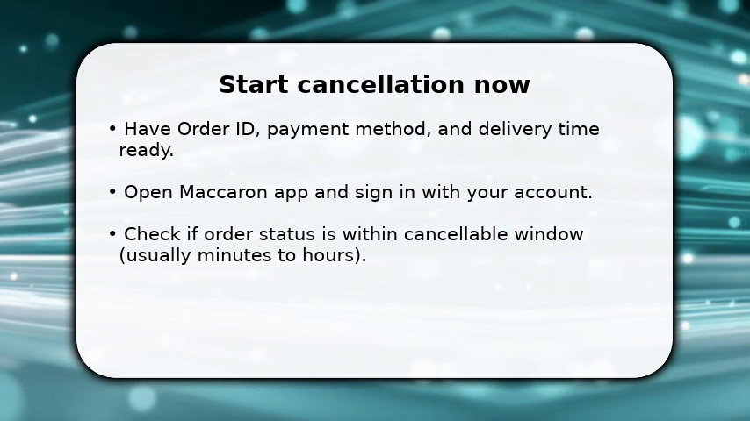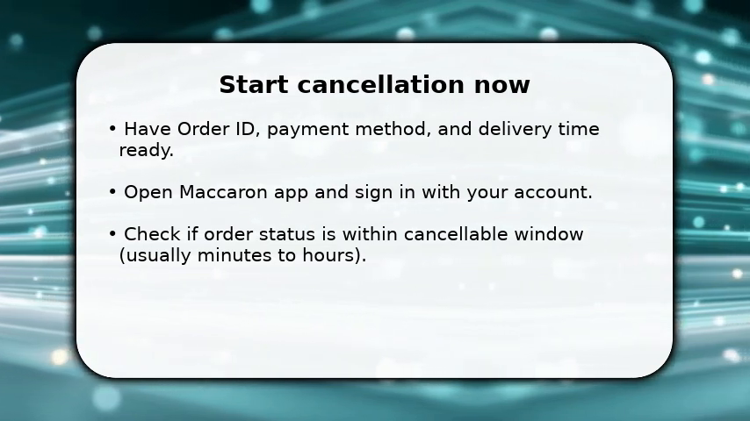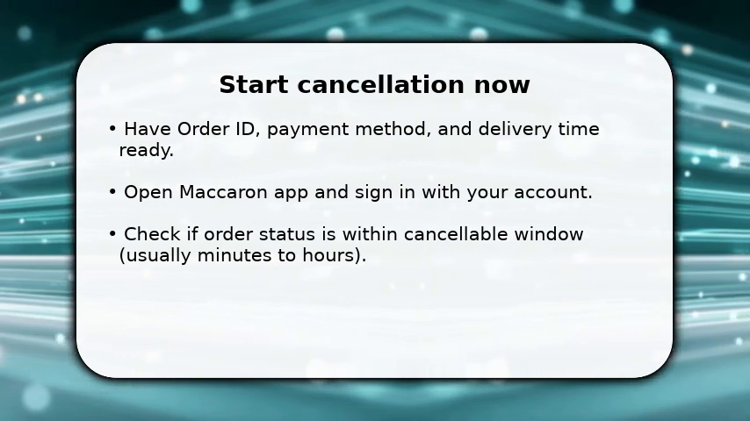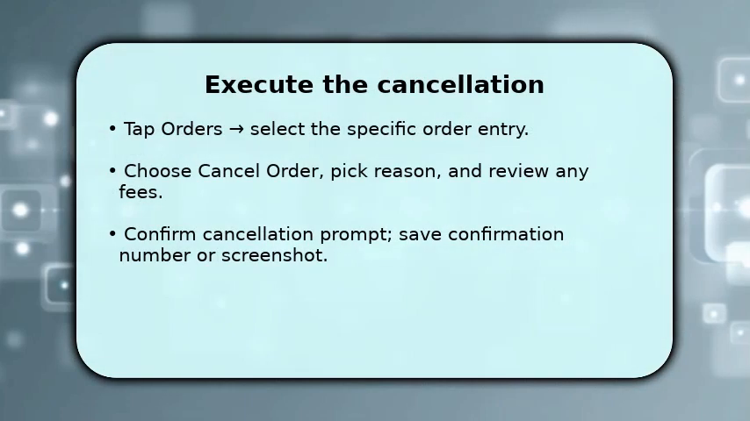Many platforms lock changes when fulfillment begins. Once you see it's cancelable, move to the Orders tab and locate that specific order to start the next step. You're in the orders list.